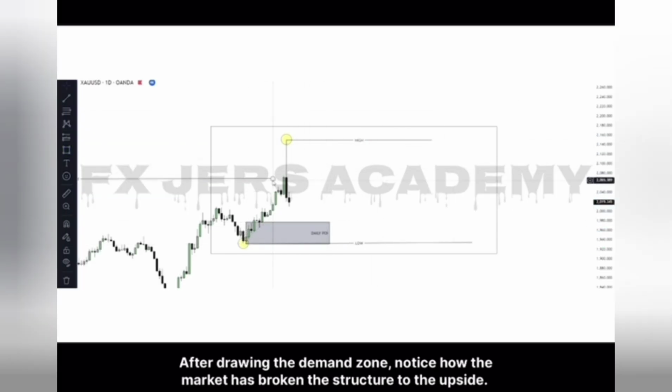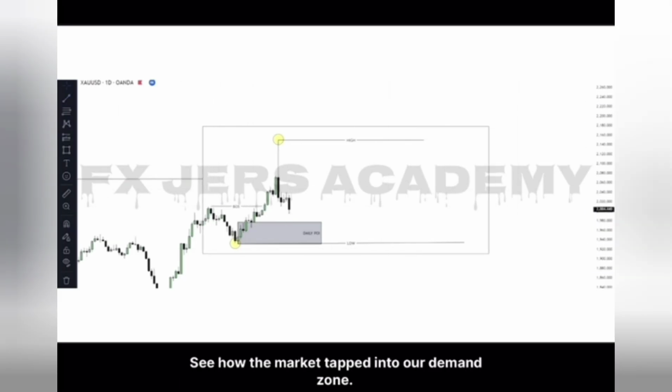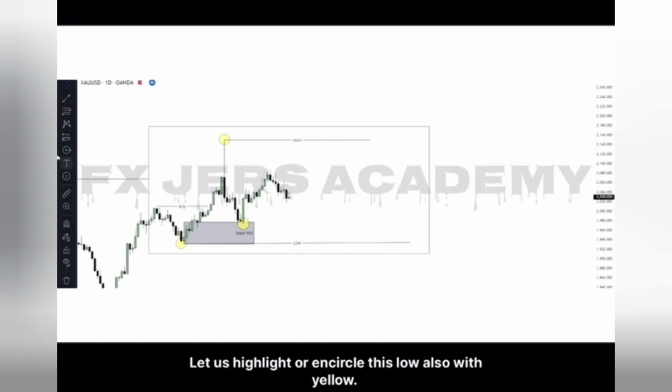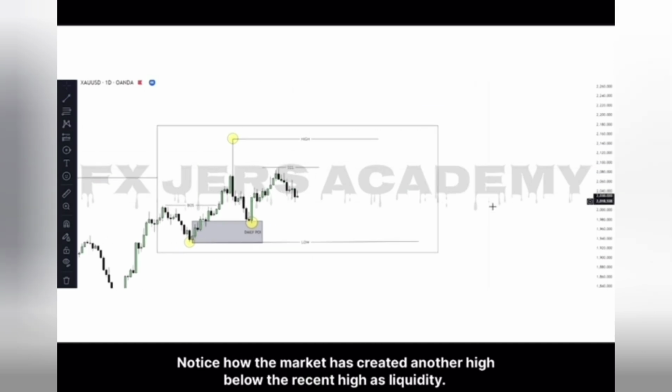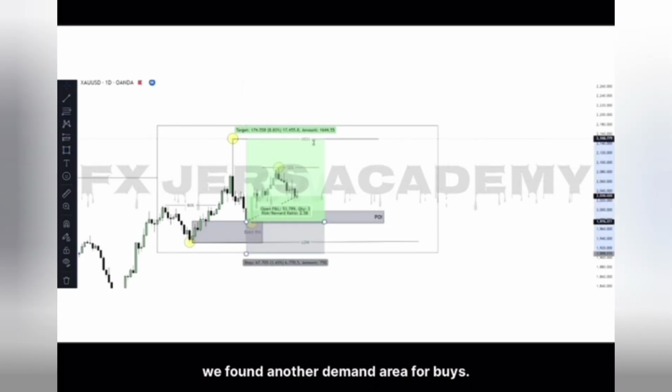After drawing the demand zone, notice how the market has broken the structure to the upside. See how the market tapped into our demand zone. Let us highlight or encircle this low also with yellow. Notice how the market has created another high below the recent high as liquidity. By placing the Fibonacci from low to high again, we found another demand area for buys.